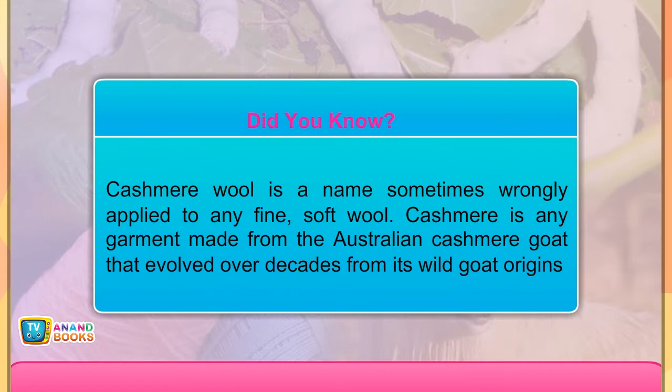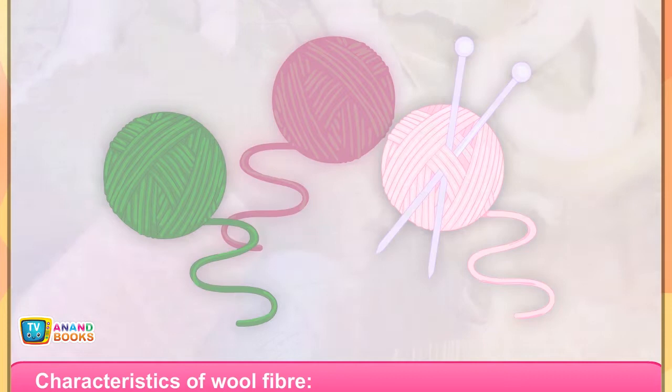Did you know? Cashmere wool is a name sometimes wrongly applied to any fine, soft wool. Cashmere is any garment made from the Australian cashmere goat that evolved over decades from its wild goat origins. Australian cashmere wool is very different in appearance and texture from the other wools.